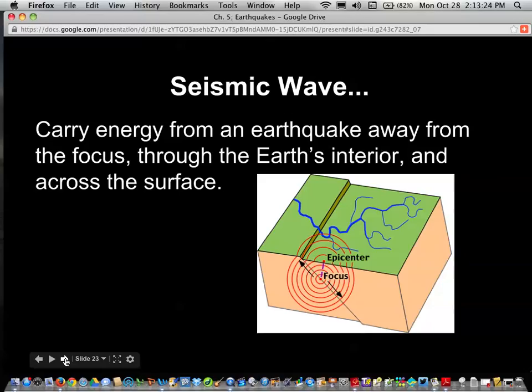Seismic waves basically are a slip along a fault that carries energy from an earthquake away from the focus. The focus is the point underground at which the earthquake starts, and the epicenter is directly above that and on the surface of the Earth. And those earthquake energy waves, the seismic waves, carry that energy through the Earth's interior and also across the surface of the Earth.